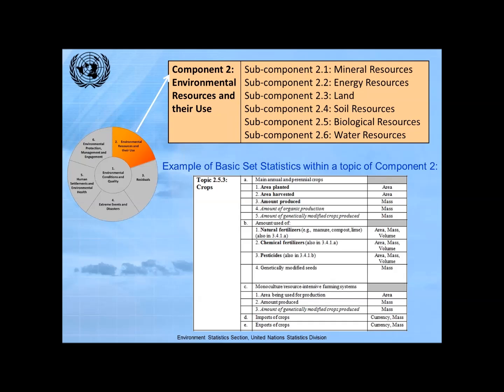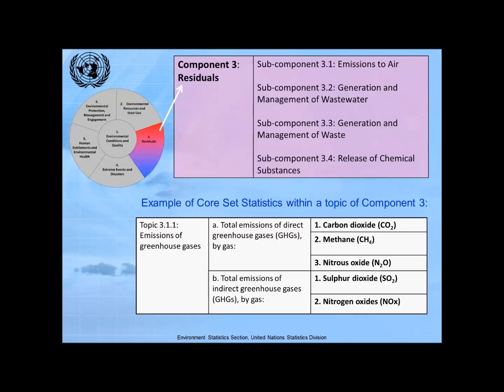And then the same thing with residuals. This looks at emissions to air, wastewater, waste, and the release of chemical substances. And here we looked at emissions of greenhouse gases as an example. And we have selected here carbon dioxide, the main greenhouse gases, and the direct ones and the indirect ones, which are listed here on the screen.